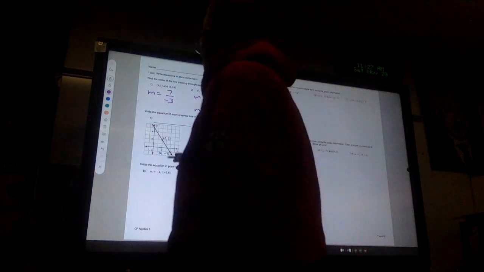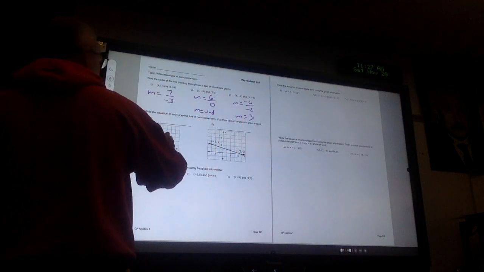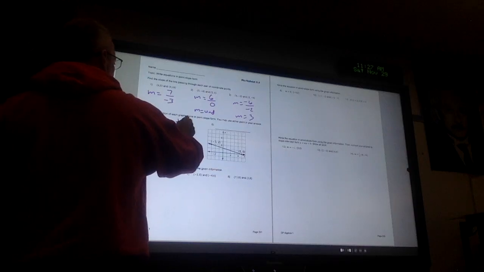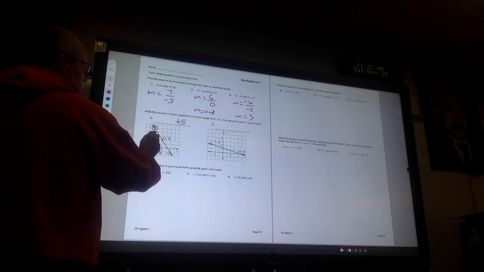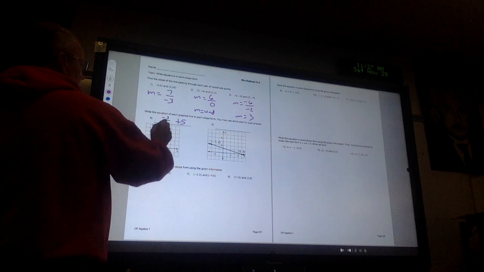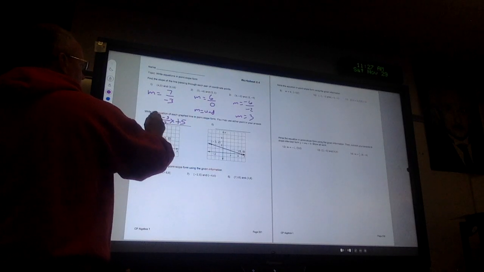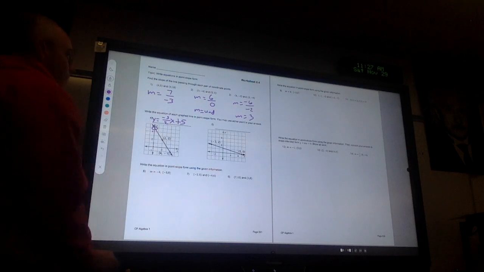Write the equation of this. Well, here's our y-intercept right here, so it looks like 5, so we're going to have plus 5 here. If I go down 1, 2, 3, and right 2, there's my slope. Make sure you put the x in there, so y equals that.